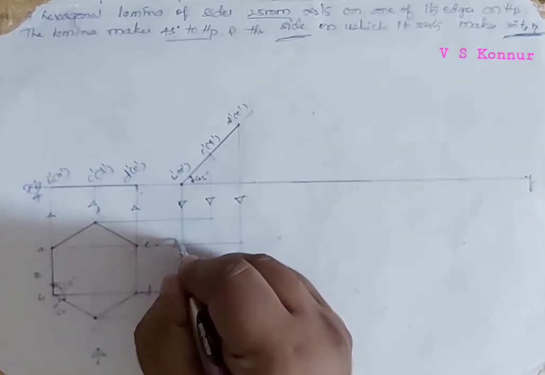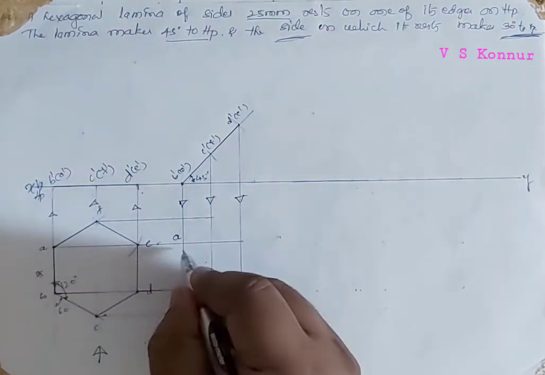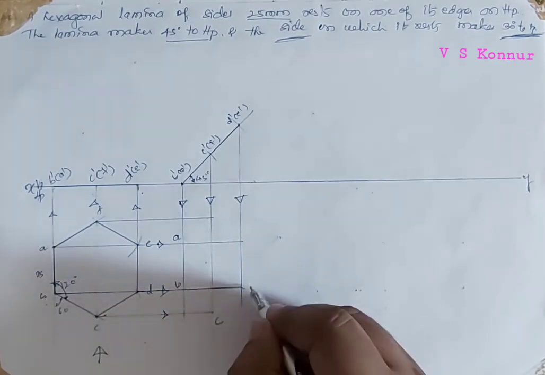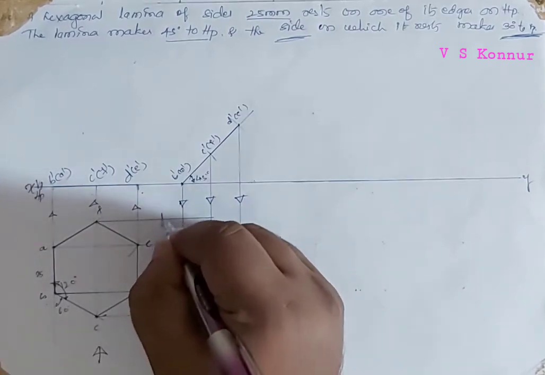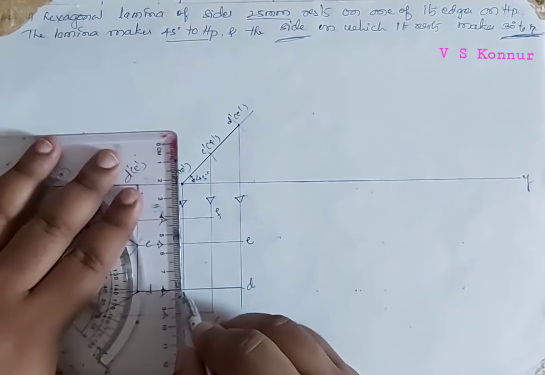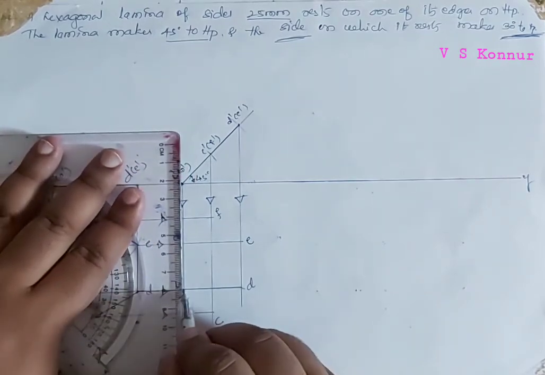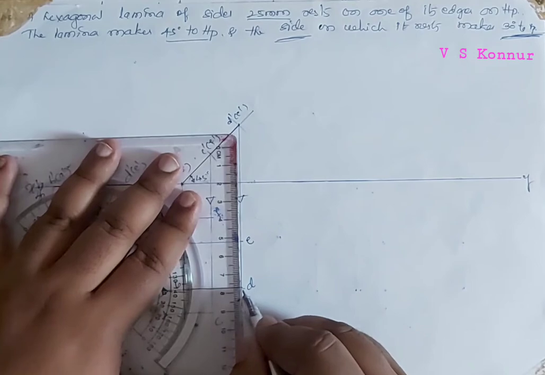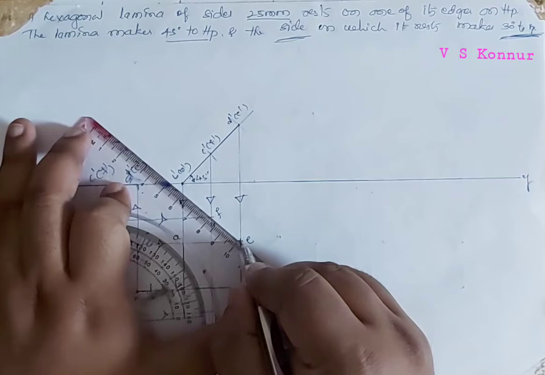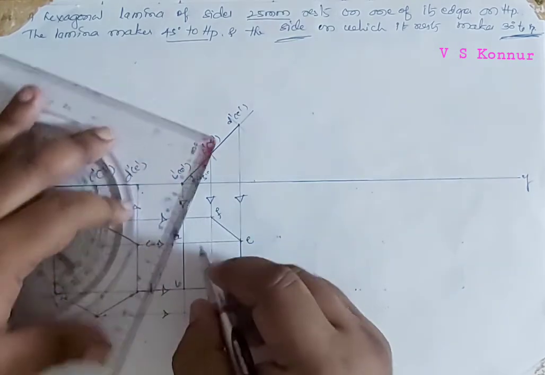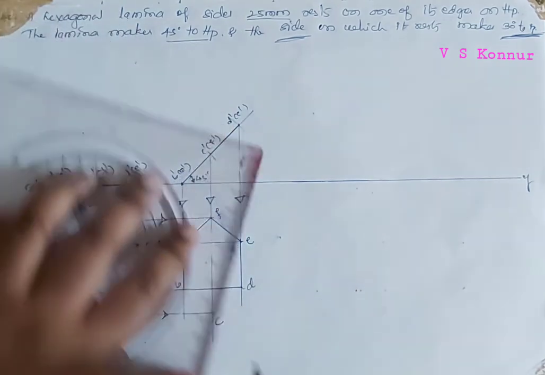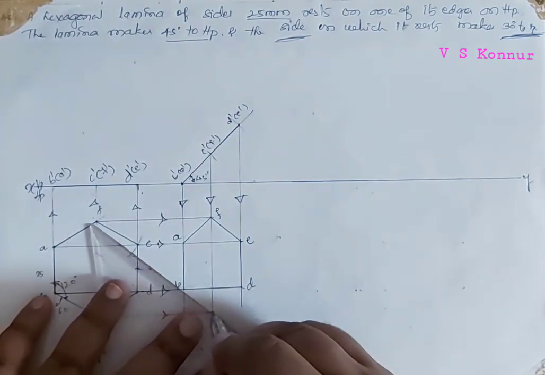We'll write it. A is intersecting from here, B is intersecting here, C is intersecting here, D is intersecting, E and F. All the points we got. Now we'll join with the dark line A to B, D to E. With the dark line you have to join only the lamina, the hexagon. Other lines should be construction lines, that is projector lines. With thin lines you have to draw.